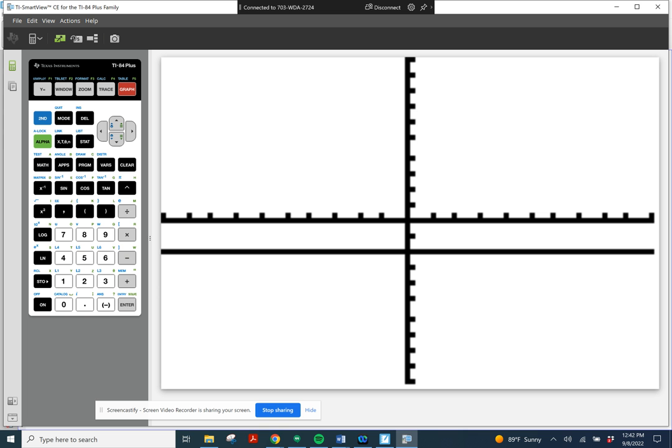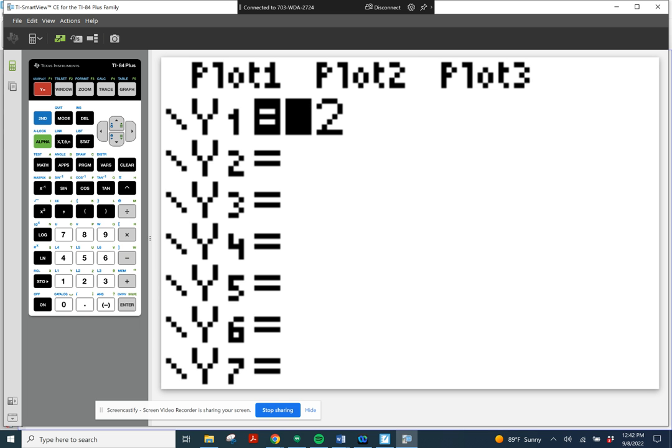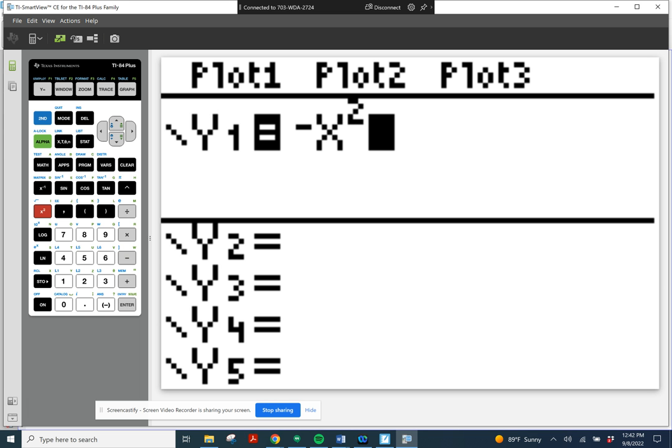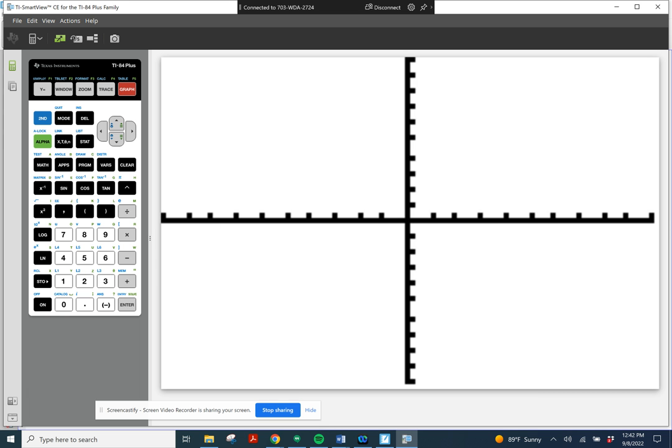And I'm going to type that in because I don't know what that looks like. So I'm going to clear what's there. I'm going to type in negative x to the second power. Watch how we can do a square. Okay. Plus 2x plus 3. And then I'm going to push graph.